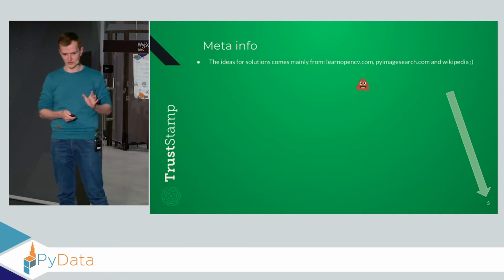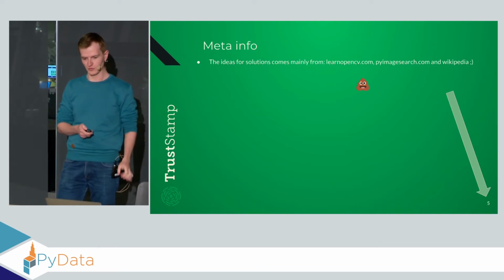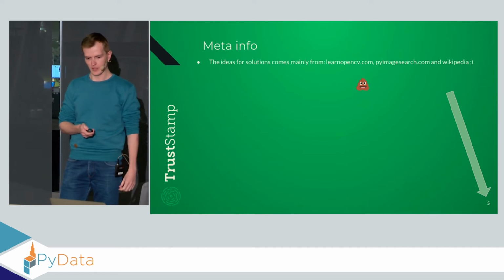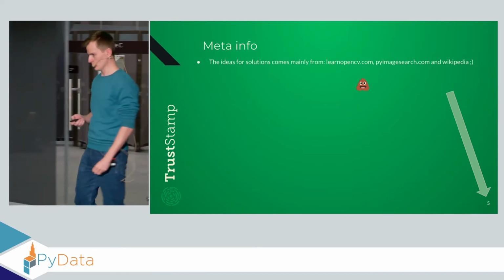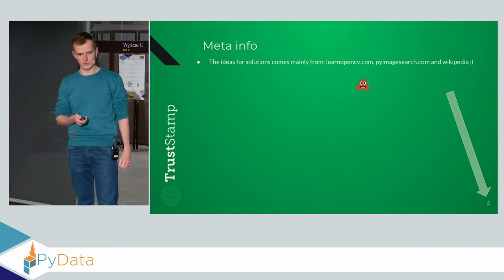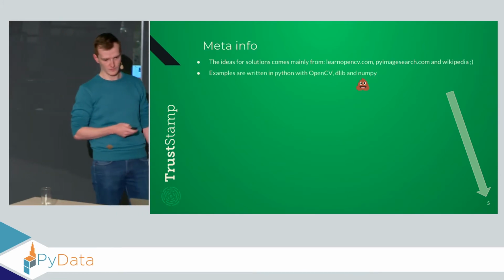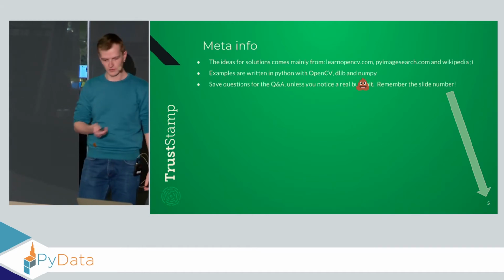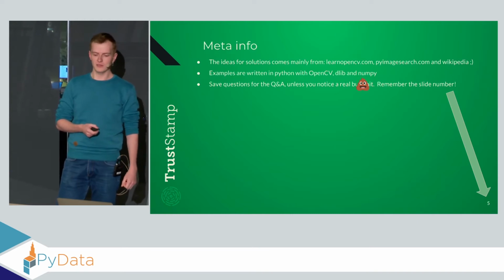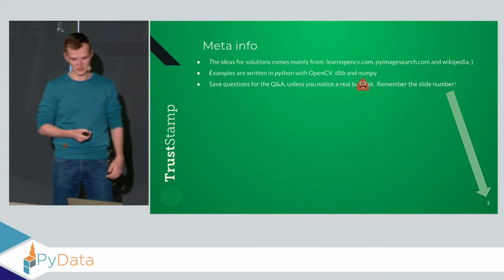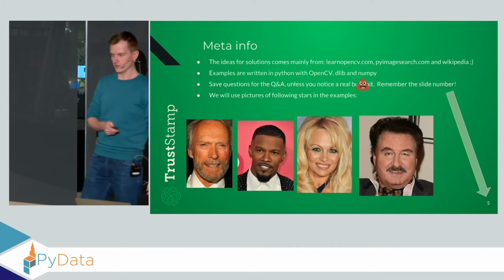So meta info, just about the talk. I don't see that because I have a timer. I will go here. So the ideas for solutions come mainly from the learnopencv.com and pyimagesearch.com blogs. If you're interested in the topic, I encourage you to go there because there are people that are passionate about that and they create awesome stuff on these blogs. So I recommend you to visit them. The second one is examples are written with OpenCV, dlib, and NumPy, of course, in Python. Save questions for the Q&A session unless you notice something not true, for example. And remember the slide name. That's gonna speed up a bit because I said I thought we have 40 minutes. We'll use pictures of the following stars in the examples. So that's Clint Eastwood, Jamie Foxx, Pamela Anderson, and Krzysztof Krawczyk.